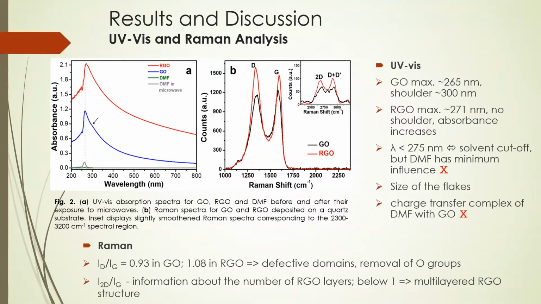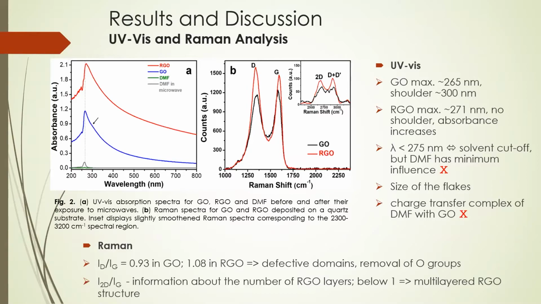We also thought about the fact that DMF acts as an electron donor and forms a charge transfer complex with GO, which is a good electron acceptor. However, the most plausible explanation is the size of the flakes. The larger the flakes, the more shifted towards higher wavelengths the maxima appears. This is also in agreement with our SEM and TEM measurements, as we'll see further.